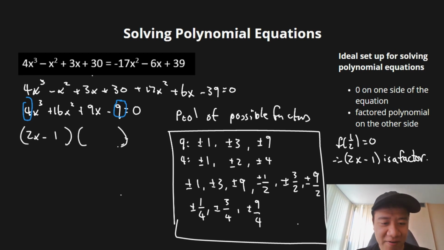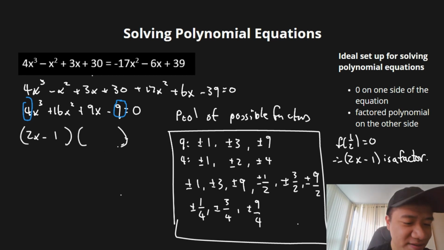So the way we figure out the other bracket is, well, we know 2x minus 1 is a factor. So all we need to do to figure out this guy is to divide our polynomial 4x cubed plus 16x squared plus 9x minus 9. Divide that with 2x minus 1 and we'll find the other bracket. So let's do that.